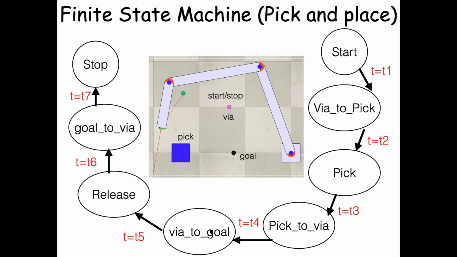After that, we go from via to goal. So that's over here. And then at the goal point, we release the box, right? And finally, once the box is released, we go back to the via point, and then we stop. So that completes one sequence for the box to go from where it is to the goal point. And then we can do that for the second box, third box, and so on.